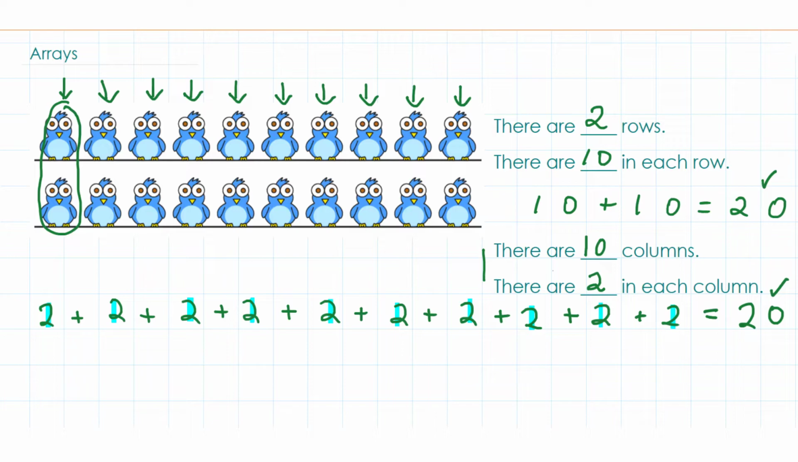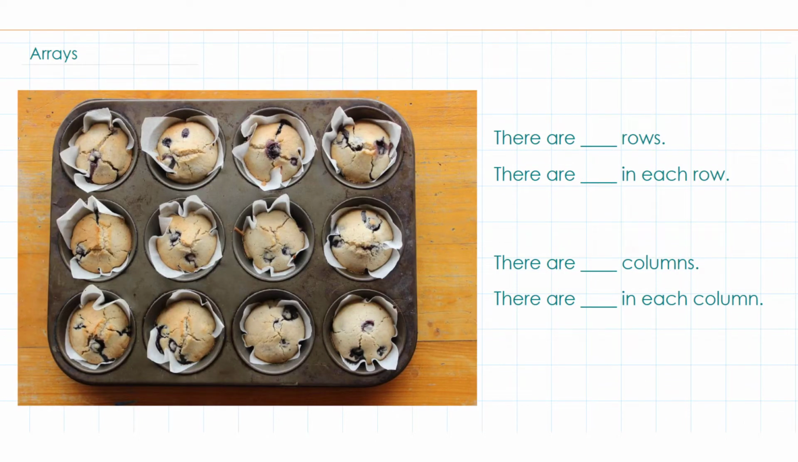What about you, Taito? Can you think of any arrays in our daily lives? Well, you know those baking trays for baking muffins, yes? Well, they're arrays, aren't they? Yeah, they are actually. I think you're right. Yeah, let's look at this here. So this is what you're talking about, isn't it, Taito?